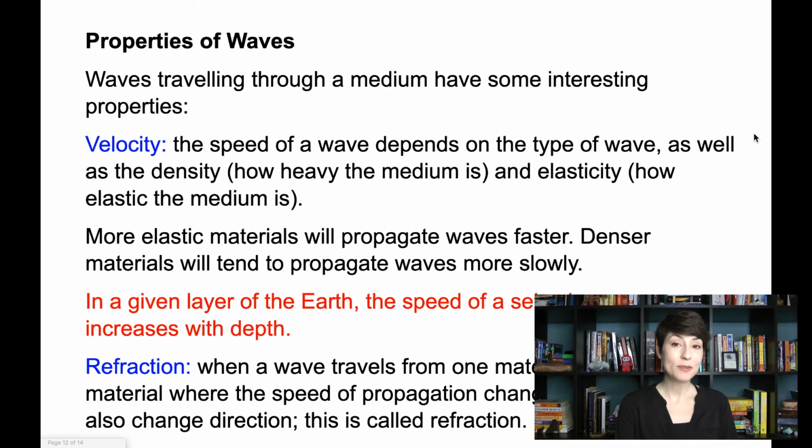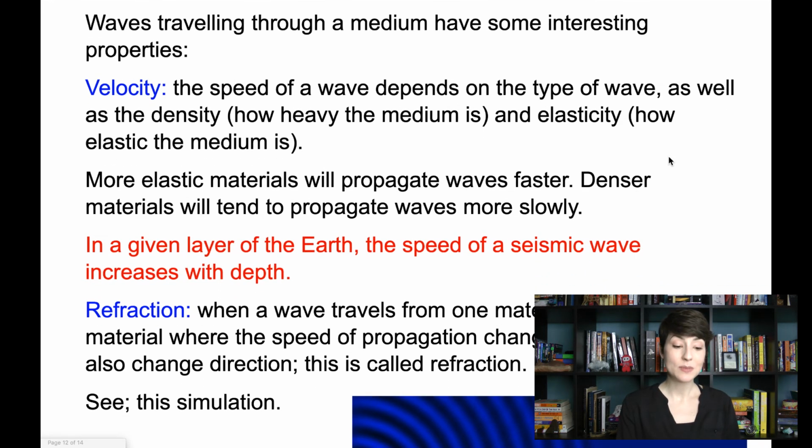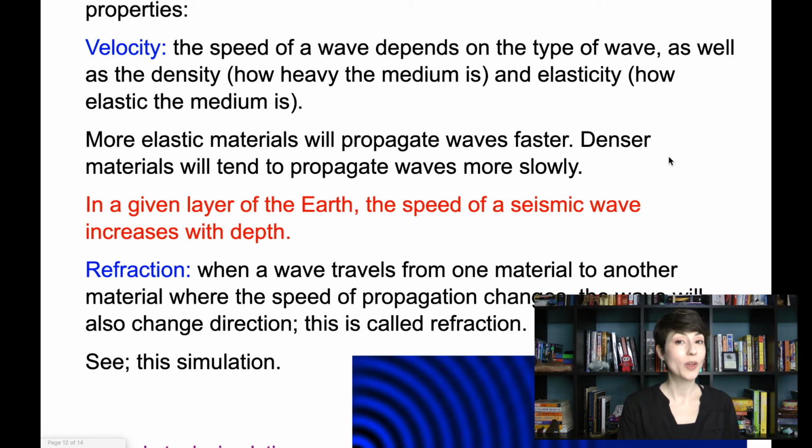So the elasticity of a medium means how tightly the particles in that medium are held together. Density means how massive the particles are, or how massive the material is per unit volume. More elastic materials will allow waves to travel faster. More dense materials will slow a wave down. Here's what happens inside the Earth. Given the solid part of the inside of the Earth, the speed of a seismic wave increases with depth.